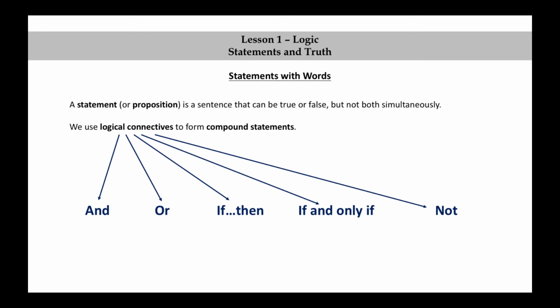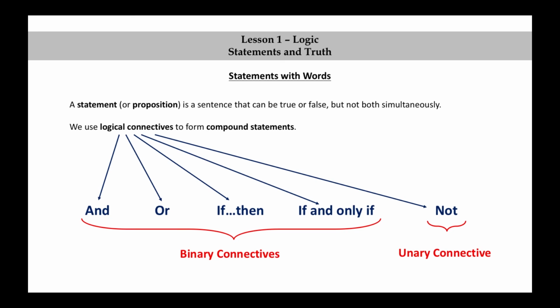Let's take one more quick look at our logical connectives. The first four, and, or, if then, and if and only if, are called binary connectives. The prefix bi means two, and in fact, these connectives connect two simpler statements. Not, on the other hand, is a unary connective. It is only applied to a single statement, and unary means being applied to one item.